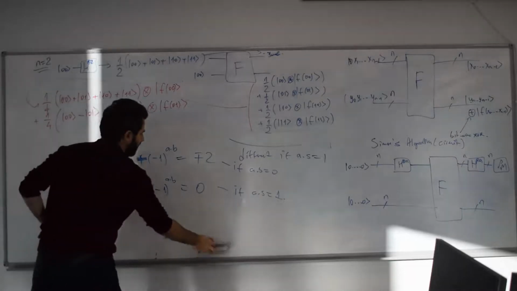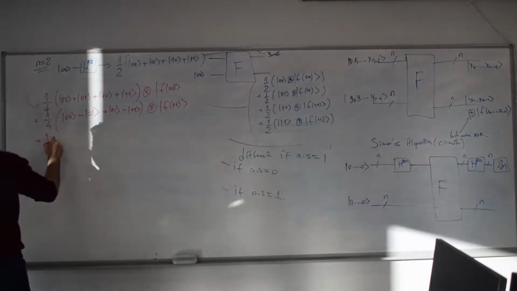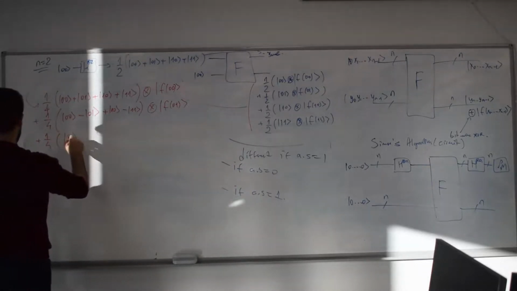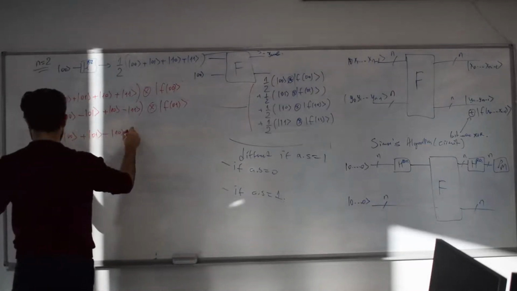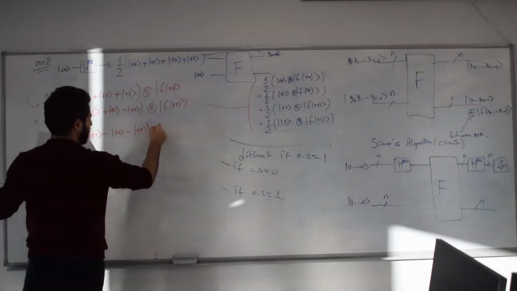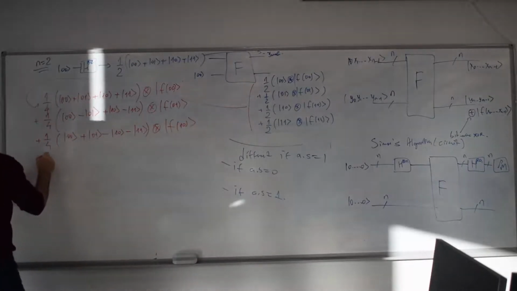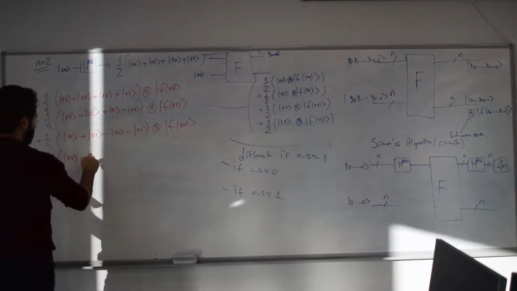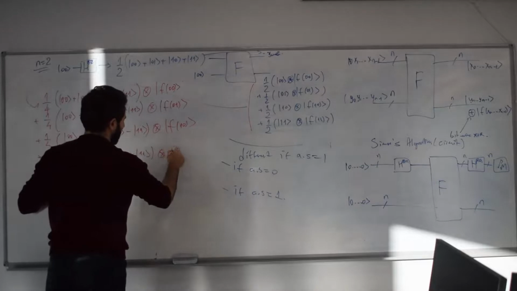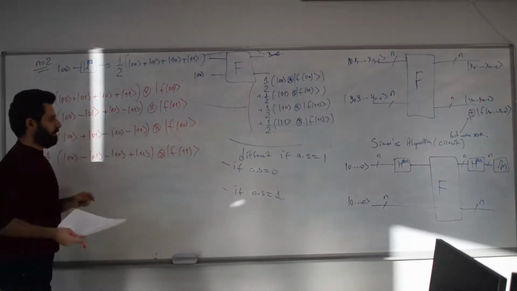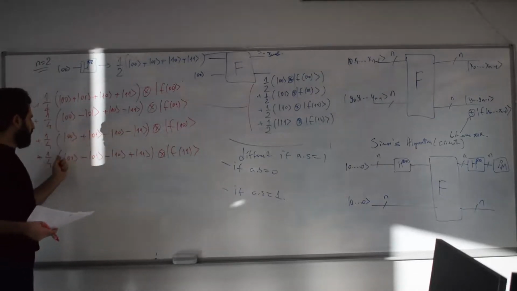And similarly, you get 1/4 of 0, 0 plus 0, 1 minus 1, 0 minus 1, 1, and then tensored with f(1, 0), and 1/4 of 0, 0 minus 0, 1 minus 1, 0 plus 1, 1, right? And tensored with f(1, 1). Okay. As I said before, the pattern comes from these sign patterns.